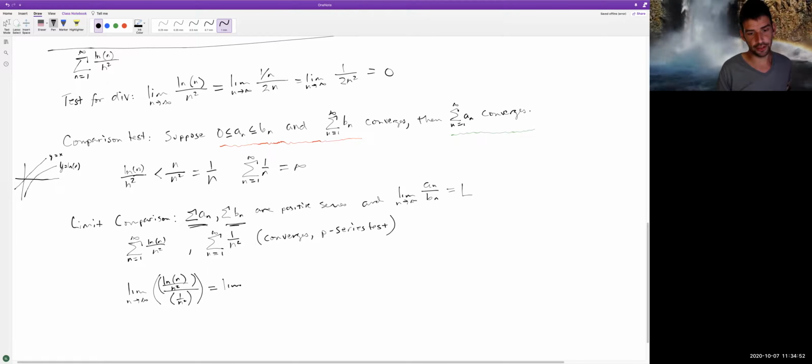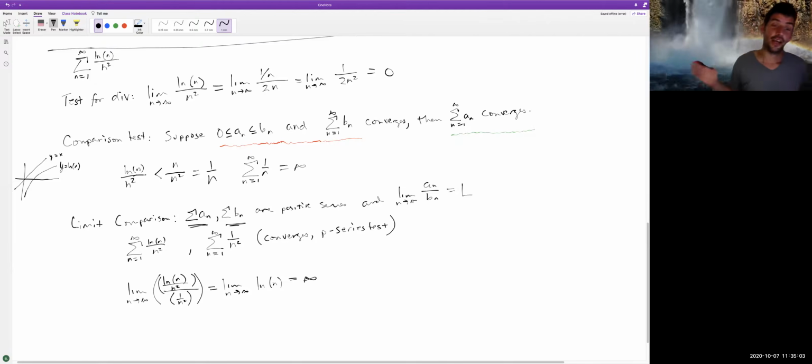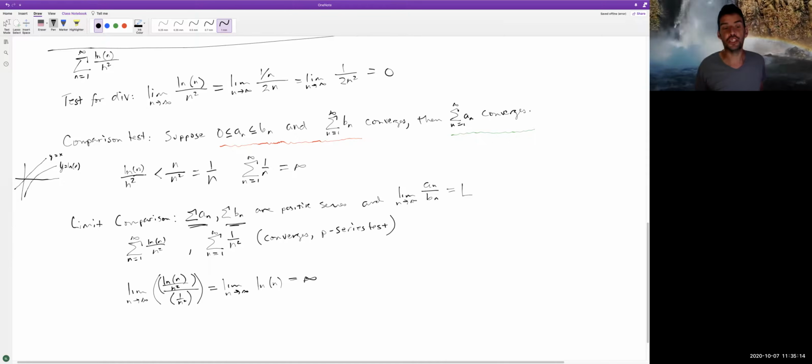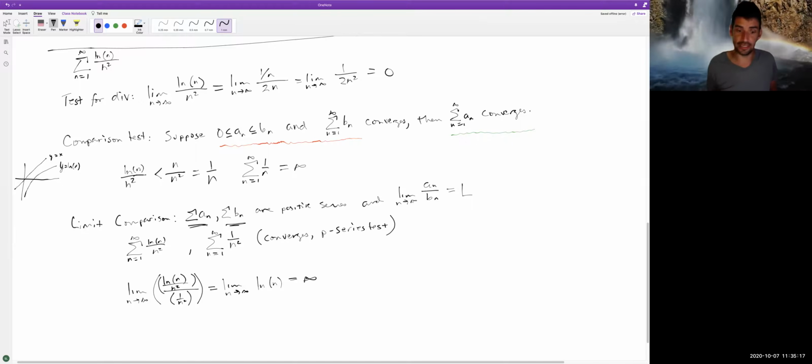However, if we do the algebra here, this just becomes the natural log of n, which goes to infinity. So what happened here? Well, we chose a series and it doesn't have a finite limit for this quotient construction of their terms. That doesn't mean anything. We've learned nothing, but we didn't do anything wrong. And so this isn't really giving us any information, and we're still doing this process correctly, right?